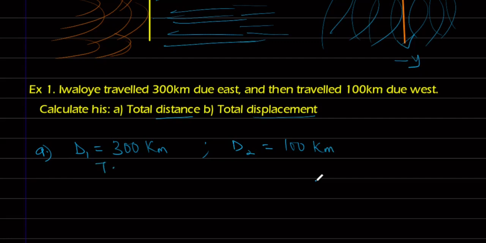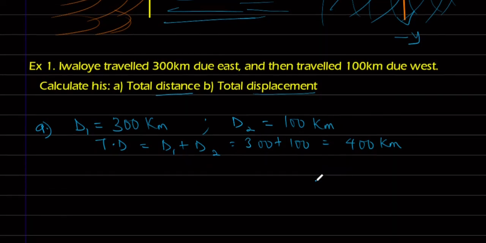So total distance is going to be D1 plus D2. And that will give us 300 plus 100 to give us 400 kilometers. That's the total distance he has traveled. Then the big part, so you should solve for total displacement. Since displacement is a vector quantity, there's need for us to look at direction. So for the first value, it said walk 300 km due east.